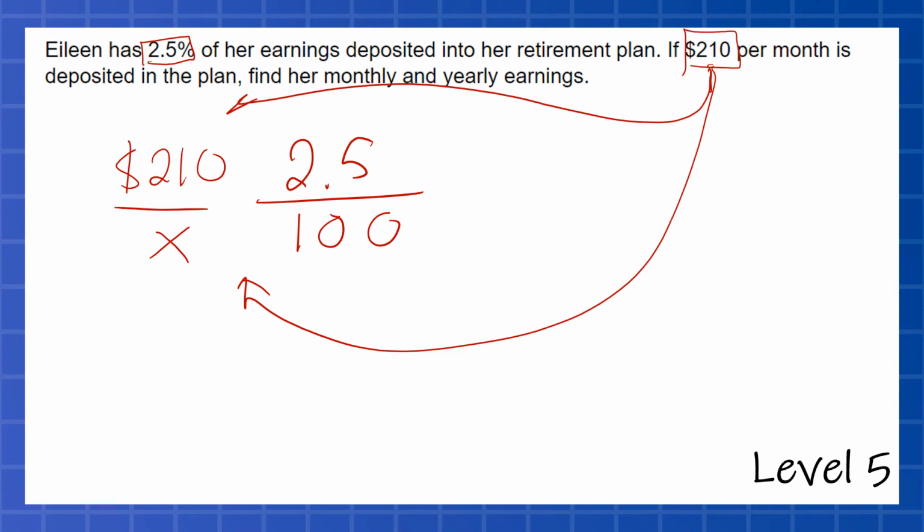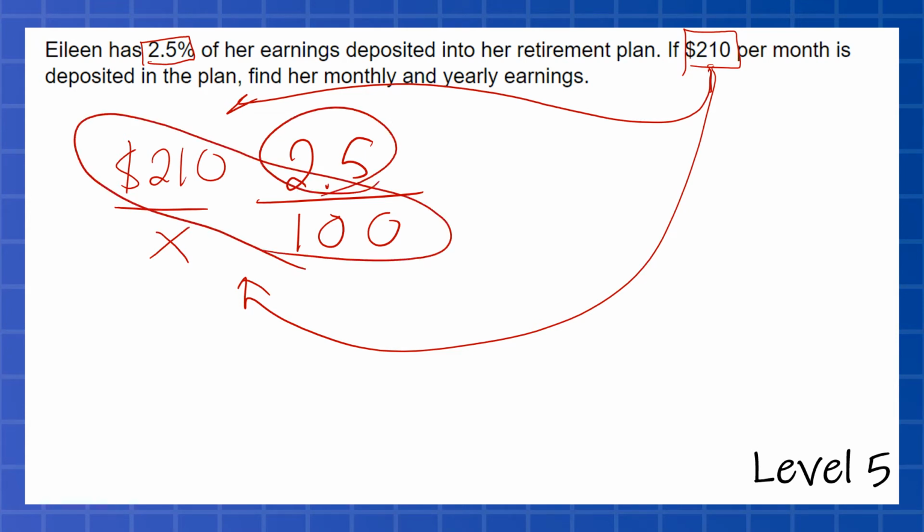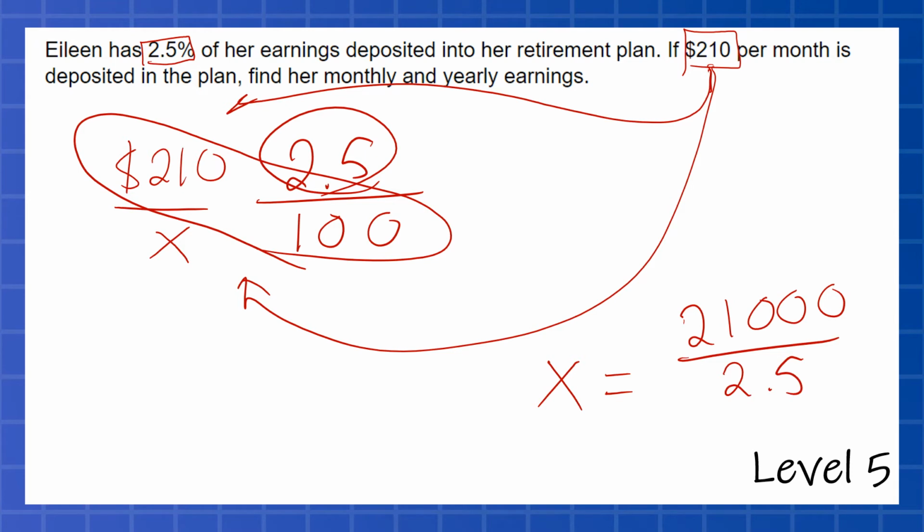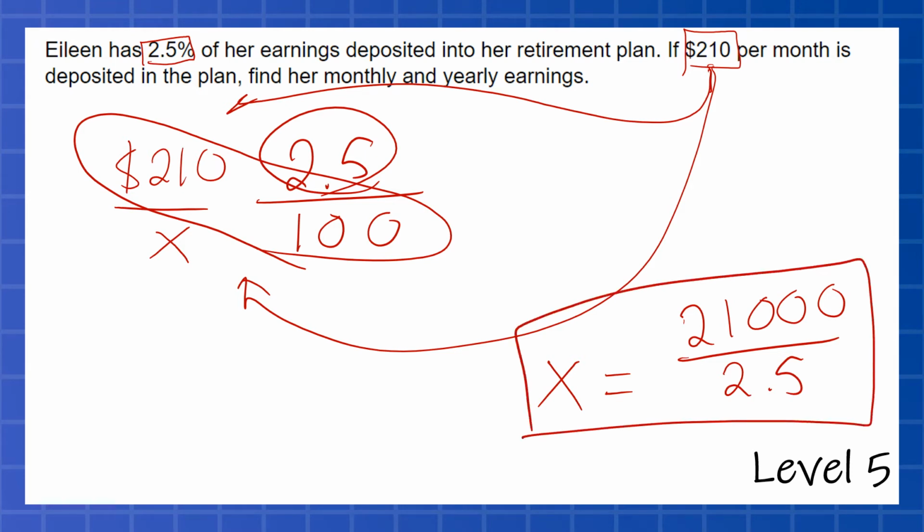And so we're going to put our X down here. And again, we're going to cross multiply and divide, and we'll get our answer. Our answer will be in dollars. Pay attention to the way you want to round it. Watch out for dollars and cents. So this would end up being 21,000 divided by 2.5. I'd probably just type this in a calculator to get my decimal, and pay attention to which decimal place I need to round to.